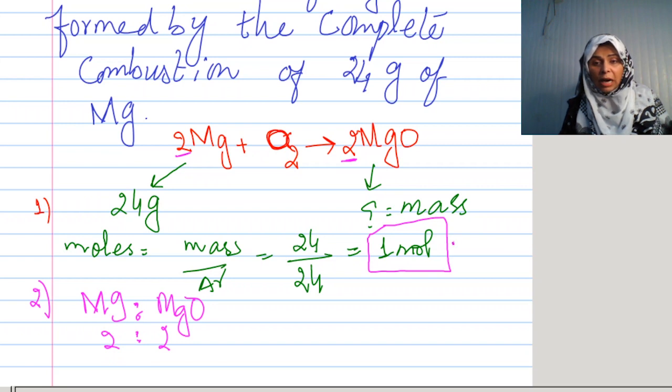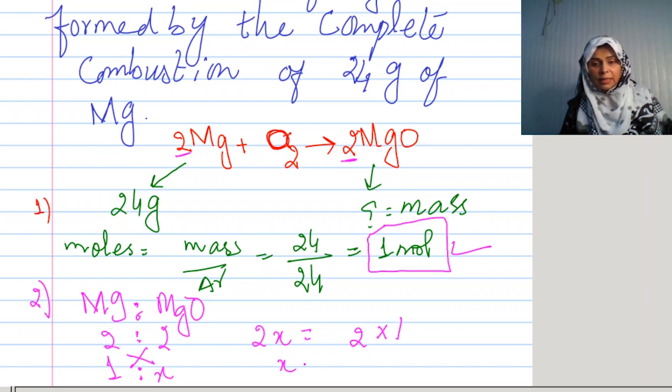If 1 mole of magnesium is going to react, how many moles of magnesium oxide are there? So the answer will be 2x is equal to 2 into 1. x is equal to 2 into 1 divided by 2, which is 1 mole.